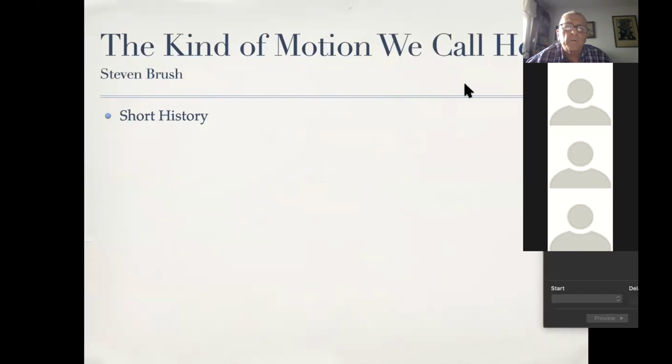Next week, we will start a new part of our lectures, which will be called the kind of motion we call heat, which is the title of a beautiful book by Stephen Brush about the science of heat. And we will start with a short history, which relates the science of heat to biology.